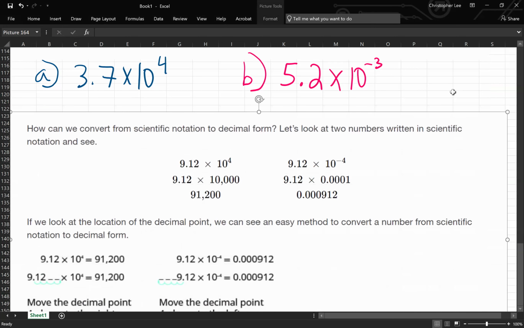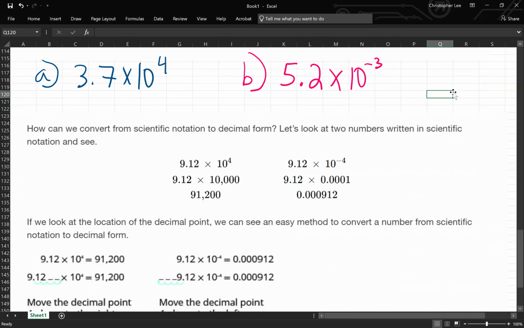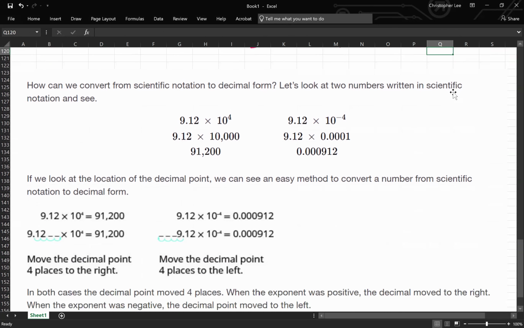All right. So how can we convert from scientific notation to decimal form? Let's look at two numbers written in scientific notation. So we have 9.12 times 10 to the fourth power. You know that 10 to the fourth power is actually 10,000, right? So we have 9.12 times 10,000. That's going to become 91,200, right?